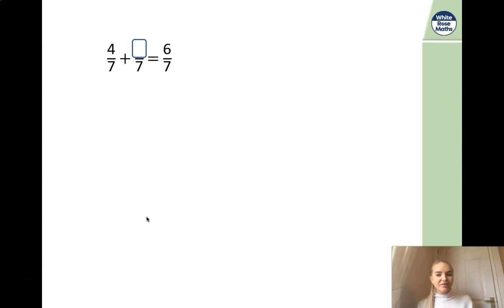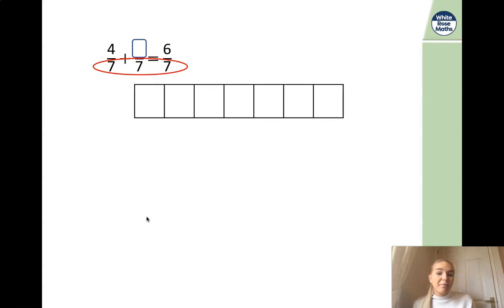Okay, let's have a look at some missing calculations then. So I have this calculation here: 4/7 add something sevenths gives me 6/7. How am I going to work this out? Well, I know that my denominator is the same each time. It is 7. So what I can do, I can start with my bar model.